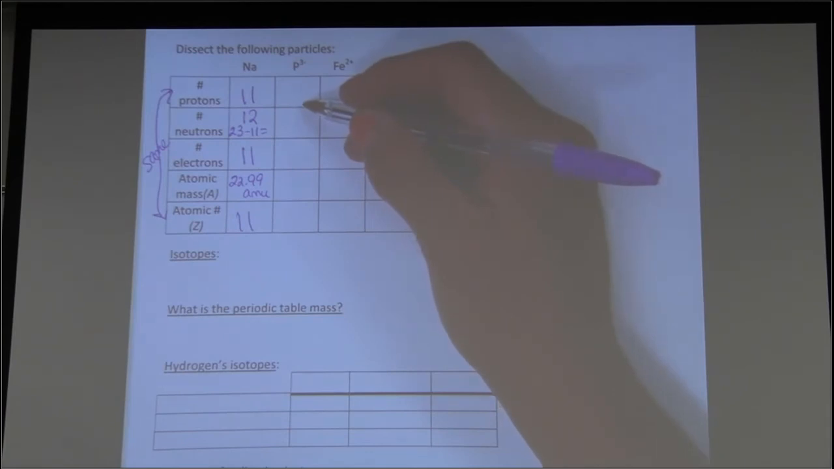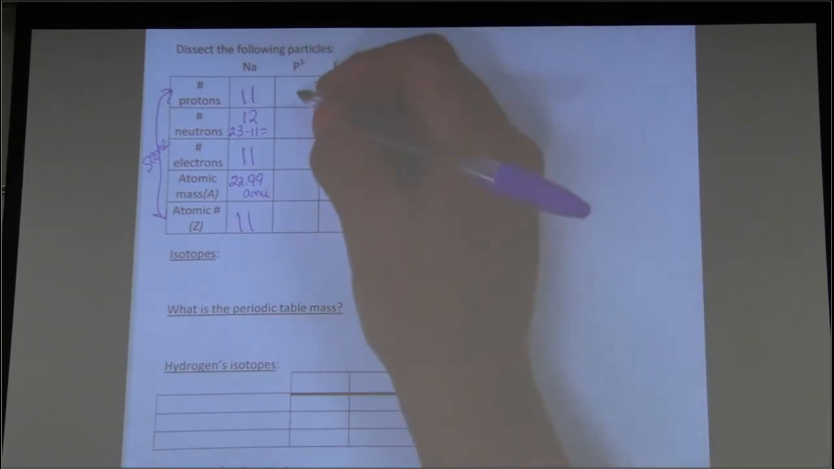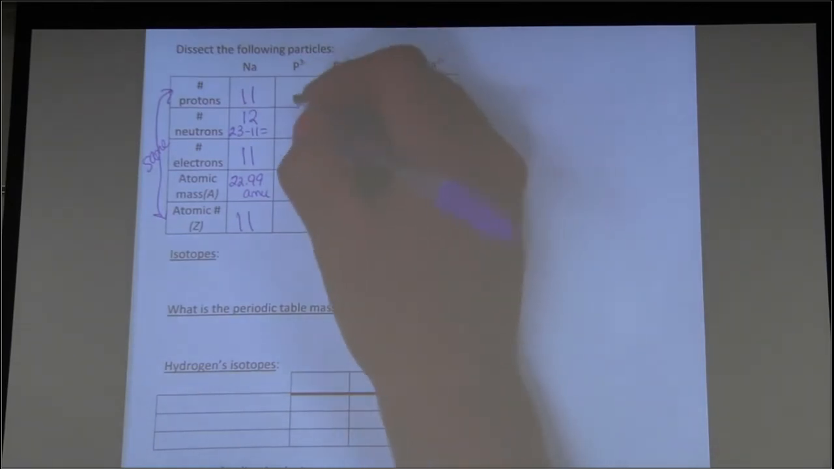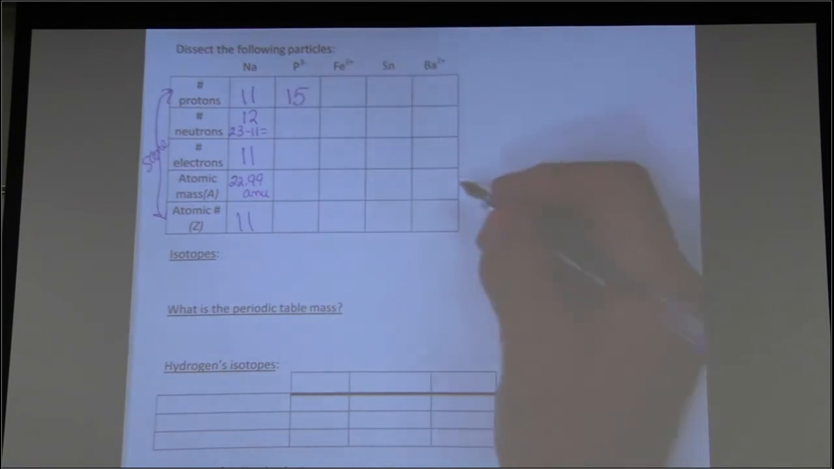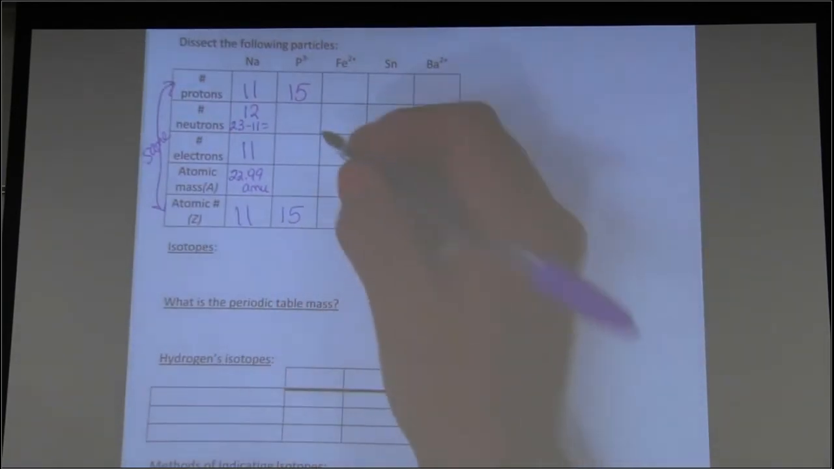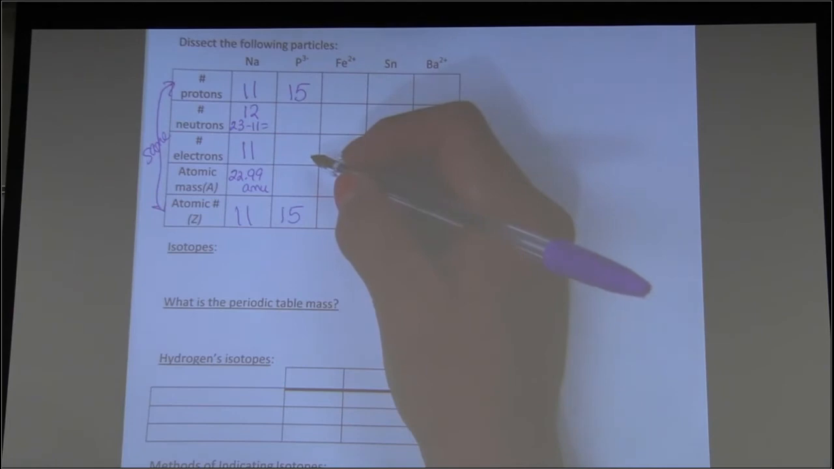All right, I'll do phosphide with you. Protons. Look at your periodic table, guys. You've got a periodic table. You just labeled it. 15. Who else automatically is 15? Atomic number. How many electrons? Be careful. 18.